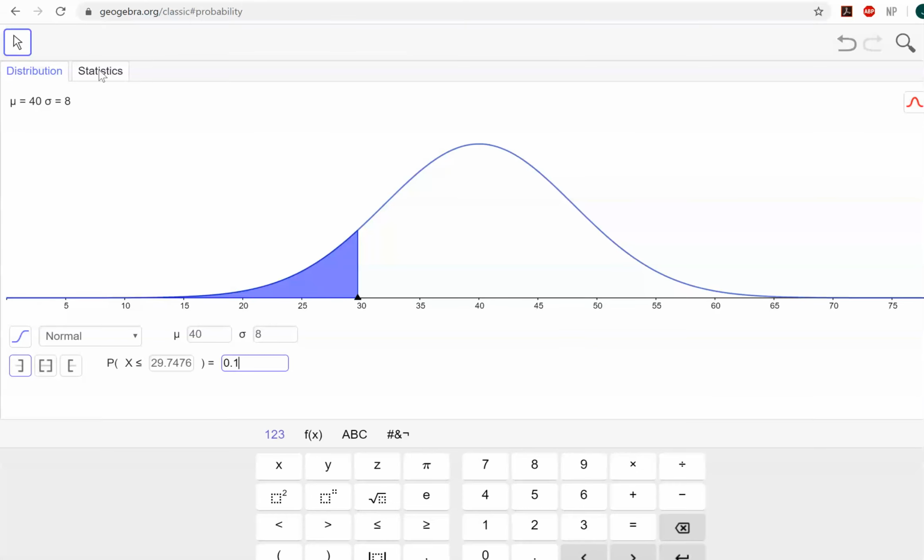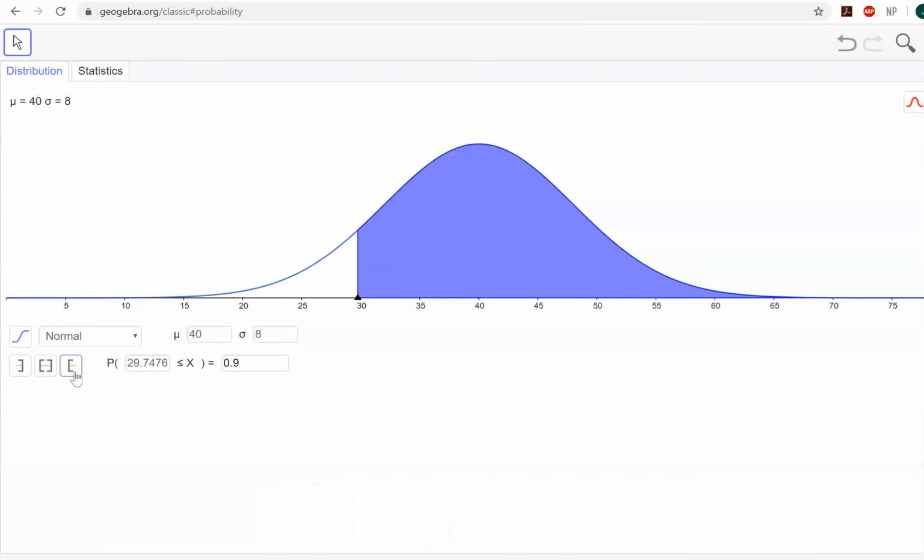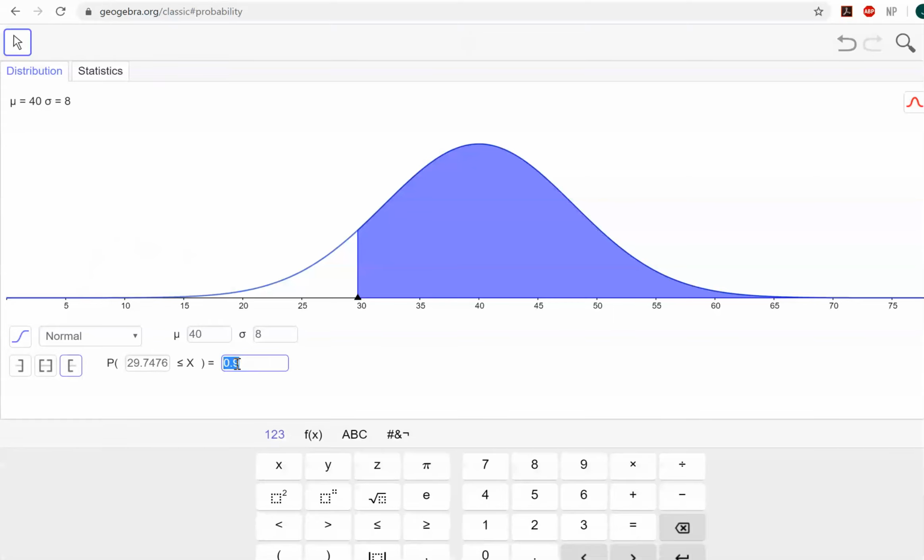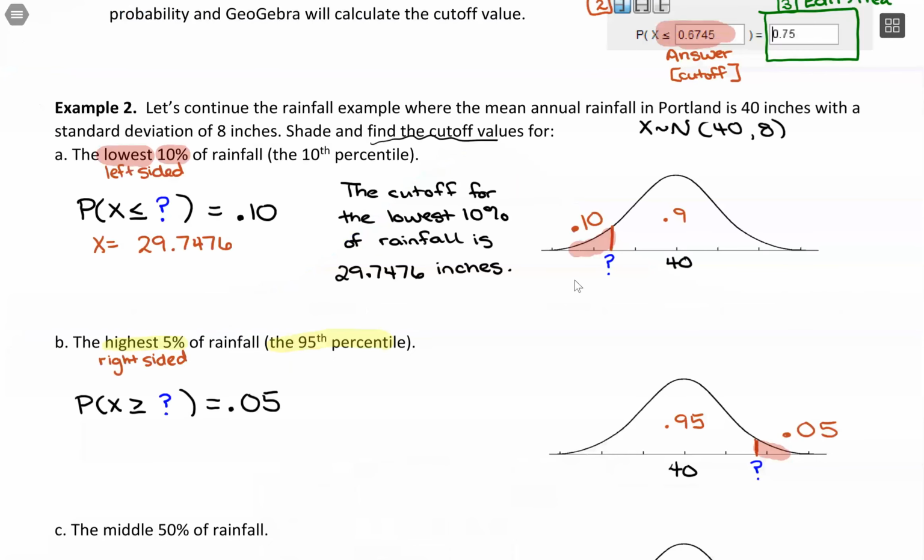So in GeoGebra, I'm going to switch to right-sided. So I'm taking area to the right, and I want that area to equal 0.05. So I hit enter, and I can see it matching the picture that I drew, and the cutoff is 53.1588. So that's our cutoff in terms of rainfall.